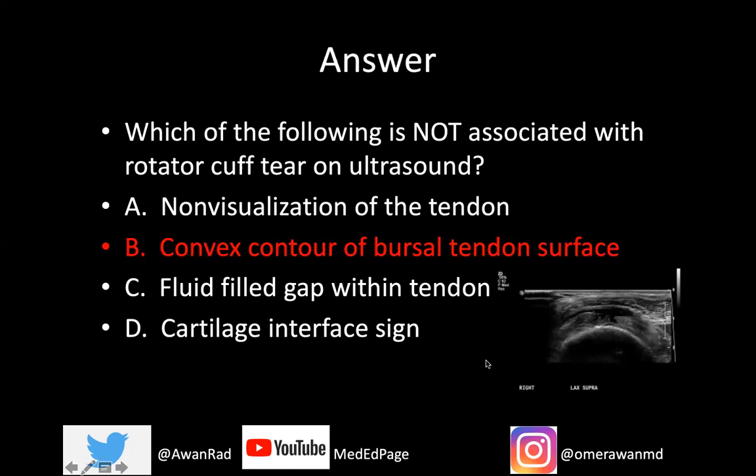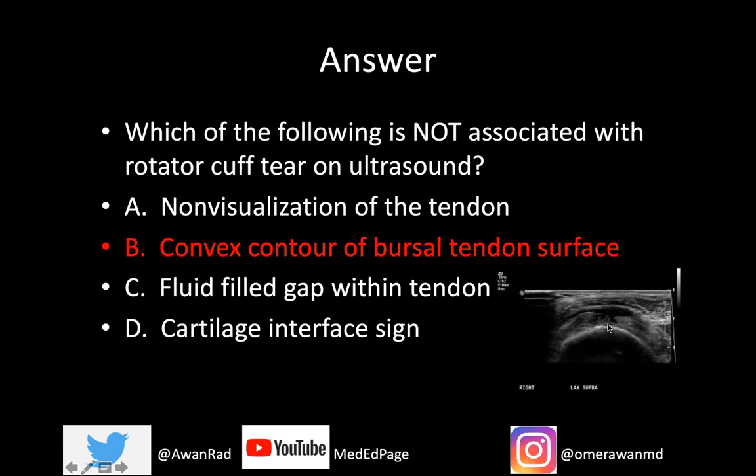The finding that's not associated with rotator cuff tear on ultrasound is convex contour of the bursal tendon surface, right? Because it should normally be convex, right? When it becomes concave, that's a sign of a rotator cuff tear. A fluid-filled gap is also a sign. Non-visualization of the tendon is also a sign, but the cartilage interface sign is also a sign.